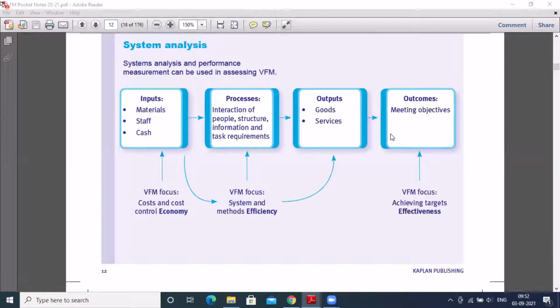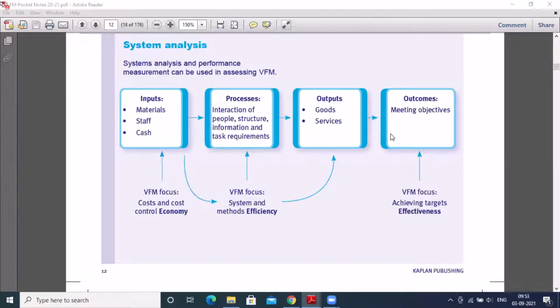Then output. What is the final output, goods or services? And outcomes, whether you meet your objectives. So outcome we can relate to effectiveness. Now here I want to give a small task. I will be giving 5 minutes. Take a school as an example.